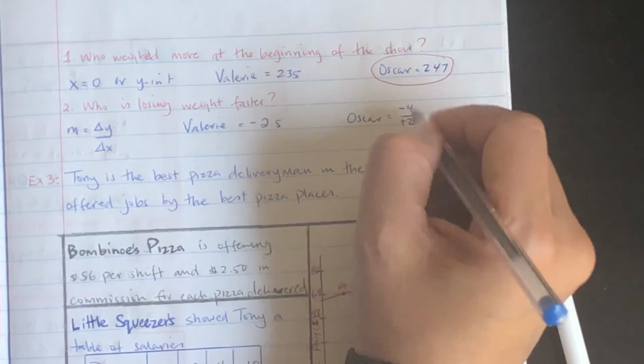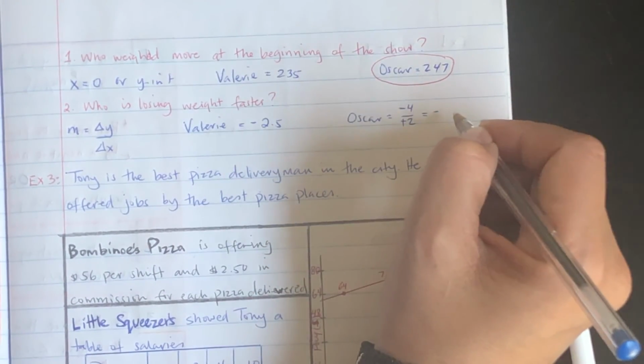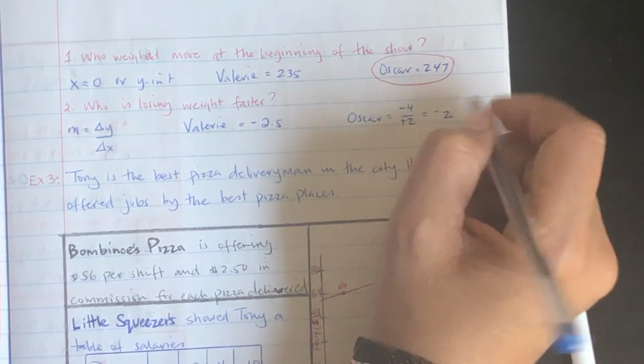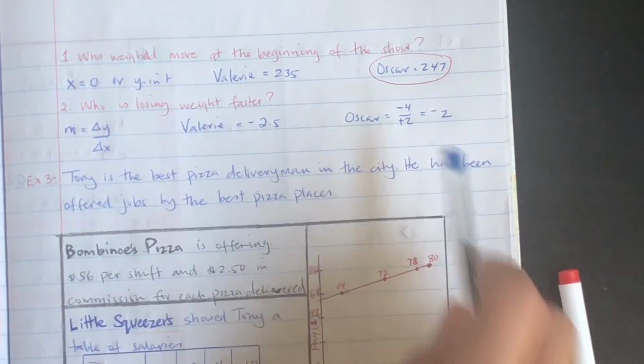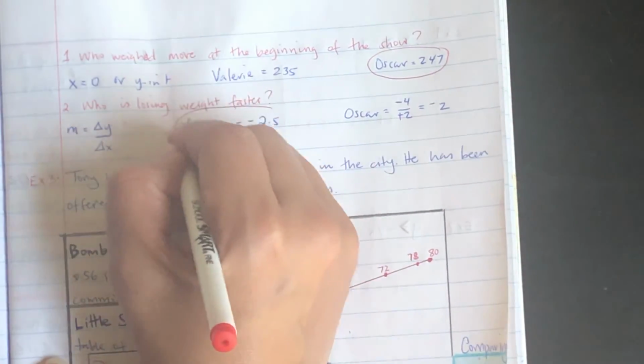Negative divided by positive is a negative. 4 divided by 2 is 2. Who's losing weight faster? Valerie is losing negative 2.5 every time. Oscar is only losing negative 2. So Valerie.